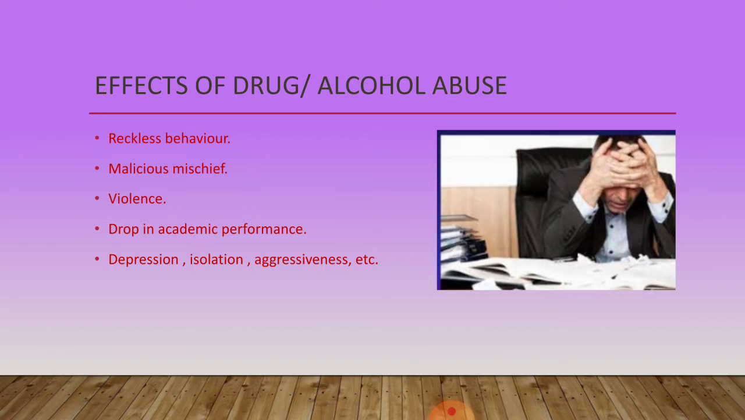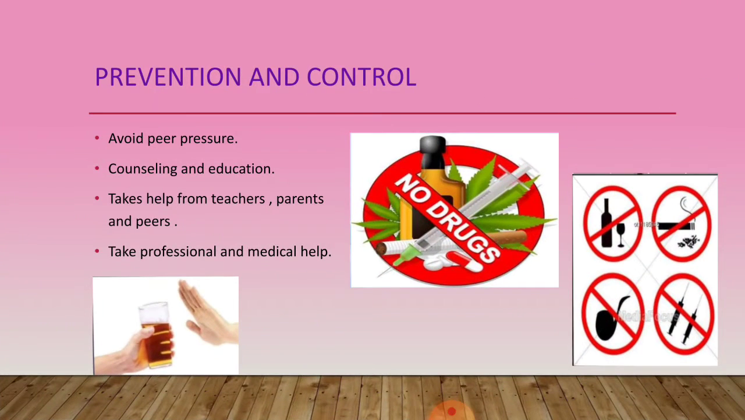Effects of drug and alcohol abuse: first, reckless behavior. Second, malicious mischief. Third, violence. Fourth, drop in academic performance. Fifth, depression, isolation, aggressiveness. Prevention and control of drug and alcohol abuse: first, by avoiding peer pressure. Second, counseling and education. Third, by taking help from teachers, parents, and peers. Fourth, by taking professional and medical help.